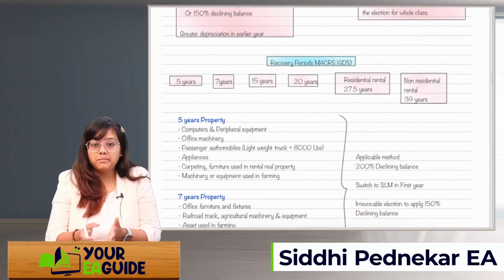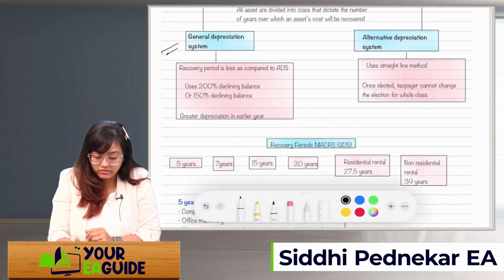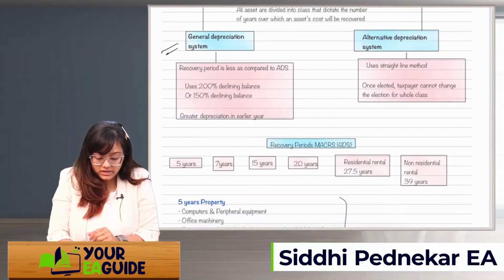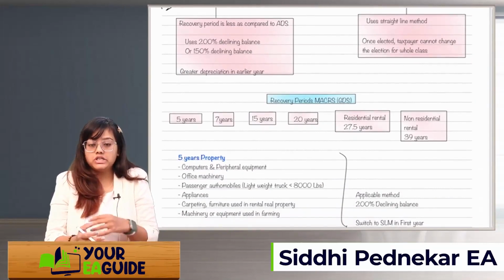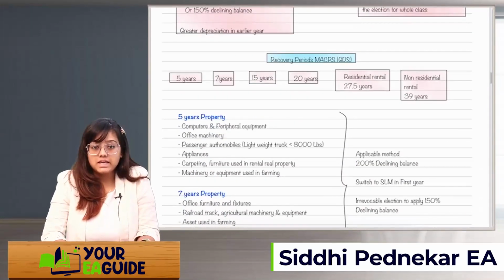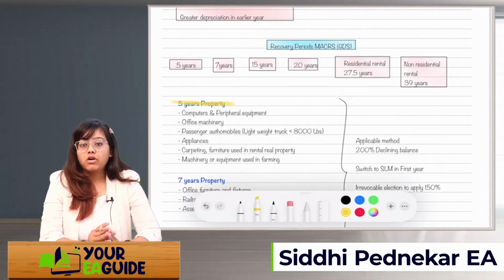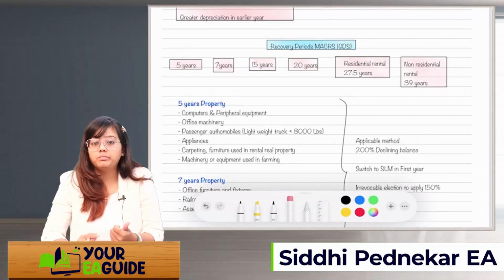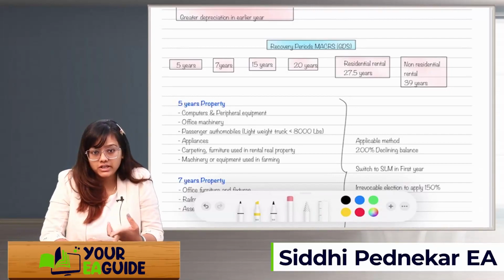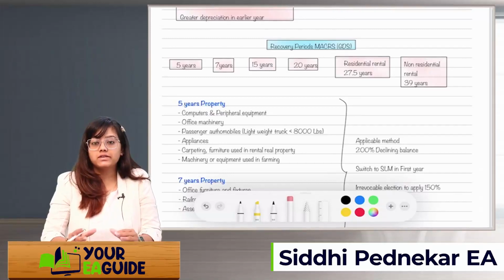Let's see what recovery periods can be used in MACRS in GDS, right? In GDS, what are the recovery periods you are going to use? First, you can use 5 years, 7 years, 15 years, 20, 27.5 and 39. Let's see for which assets we can use 5-year property, like 5 years as the recovery period. In 5 year, we can see computers and peripheral equipment, office machineries, passenger automobiles, like a lightweight truck, which is less than 8,000 lbs.